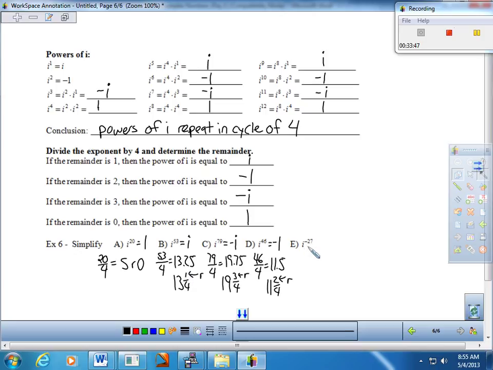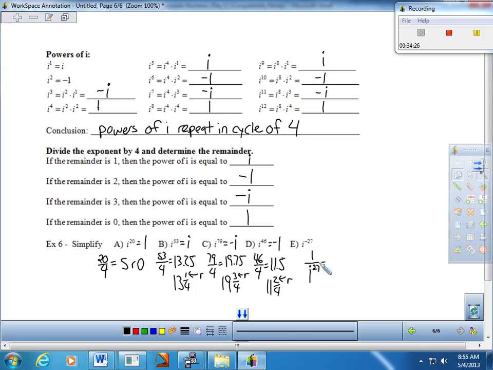Last one. Good one to end it on. So a negative exponent. Maybe it's been a little while since we've seen negative exponents. How do I treat those? Well, to make it positive, of course, we put it as 1 over. So i to the -27th is, of course, 1 over i to the 27th.